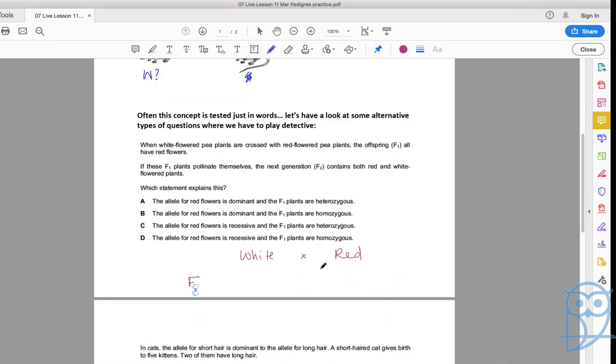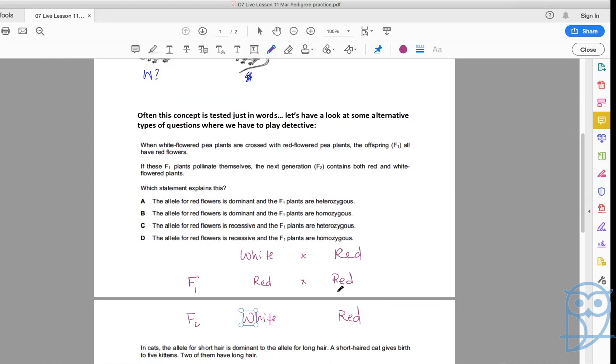F1 all have red flowers. We are F1 pollinating themselves. Okay, all right, red times red, and we get F2 white and red. Luckily with genetics, if you mix up your dominant and recessive, you can just back-to-front them. It's the same story, only in this case we can see that our red is dominant.